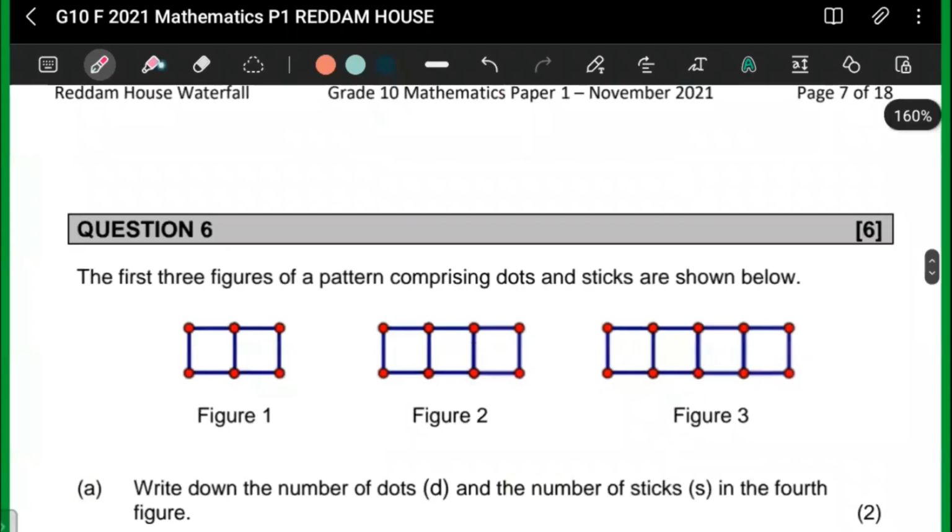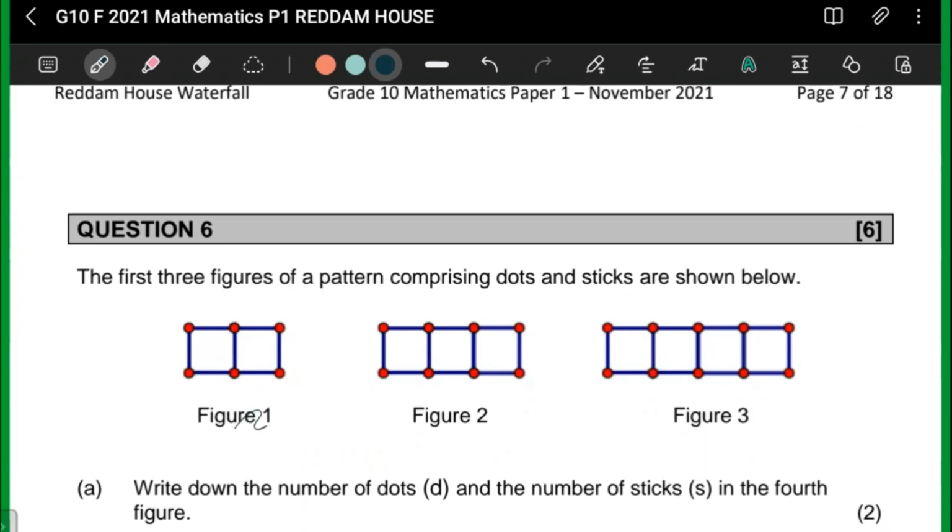Question 6. It's a number pattern question. It says the first 3 figures of a pattern comprising dots and sticks are shown below. Figure number 1 has how many sticks? 1, 2, 3, 4, 5, 6, 7. Here it is 1, 2, 3, 4, 5, 6, 7, 8, 9, 10.